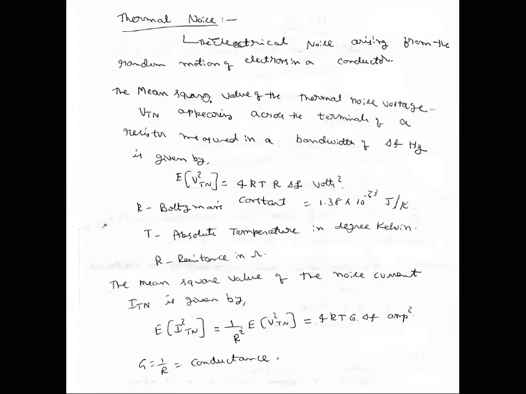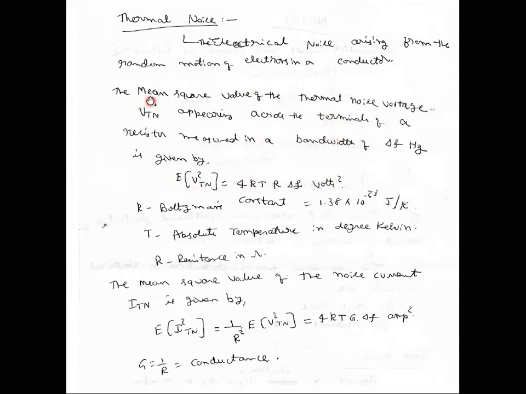Next, what is thermal noise? The electrical noise arising from random motion of electrons in a conductor. Now we'll see how we calculate this thermal noise. The mean square value of thermal noise voltage VTN appearing across the terminals of a resistor measured in a bandwidth of delta F hertz. What exactly are we trying to understand here?